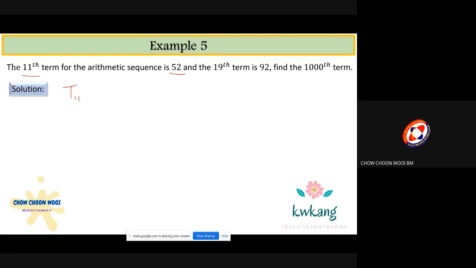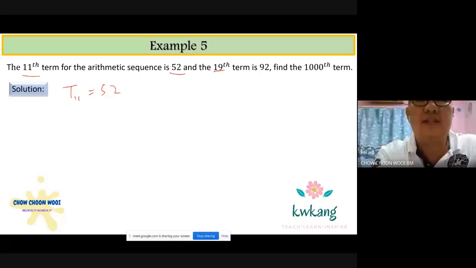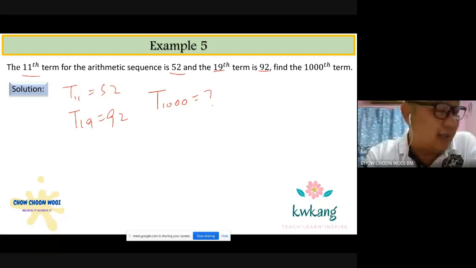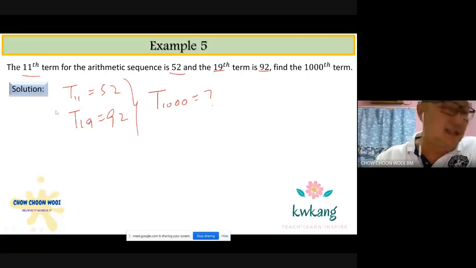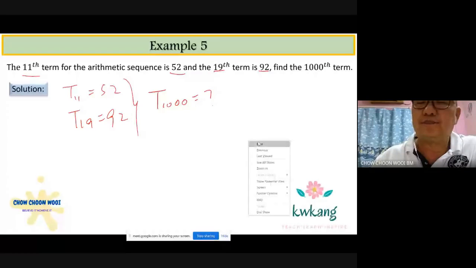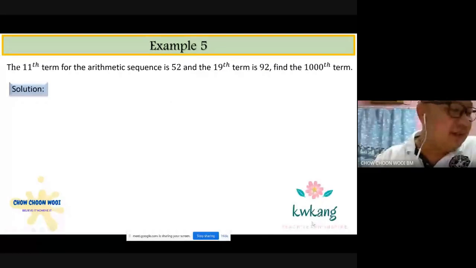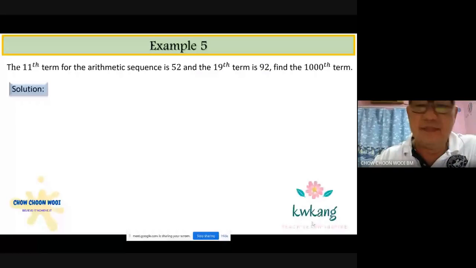The 19th term is 92. So you must write down T19 is equal to 92. Then they ask you to find T1000. Sama dengan berapa? Okay, yang itu kita kena keluarkan maklumat dululah. Biasanya yang ini dapatlah markah sikit-sikit, 1 markah. So, this one you want to try or not, class? I give you 1 minute.